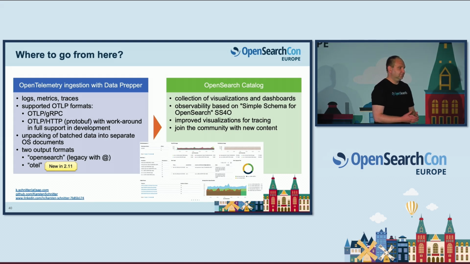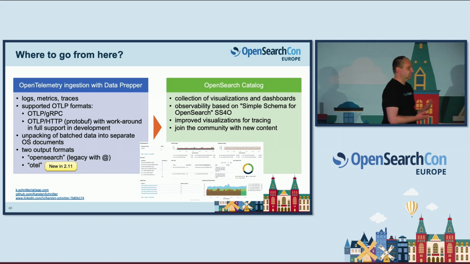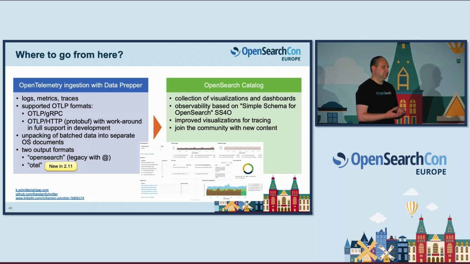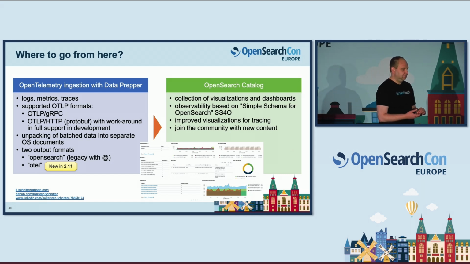I guess it's related to the question here, but OpenSearch has the possibility to use Prometheus as a data source. And we are currently using Prometheus. So what are the disadvantages of using Prometheus as a data source instead of going through the Data Prepper pipeline?